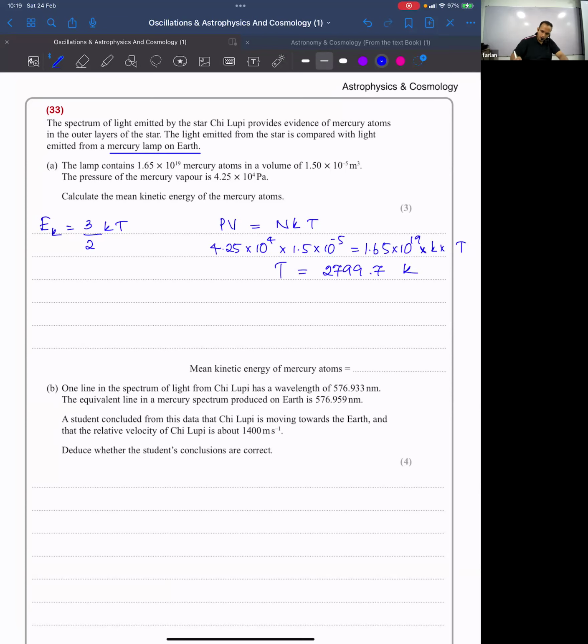So the mean kinetic energy is 3/2 kT. With T = 302 K and k = 1.38 × 10^-23, it comes to 5.80 × 10^-20 joules. Have you got this answer?